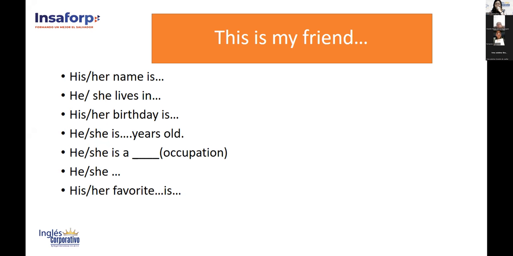Her name is Maria. She lives in Izalco. Her birthday is 11 January. On January 11. Oh my God. January 11. Okay. On January 11. She is 25 years old. She is a secretary. She is my favorite friend. Her favorite fruit is apple. Okay, her favorite fruit is apple. Thank you, Fernando. Okay. Congratulations.